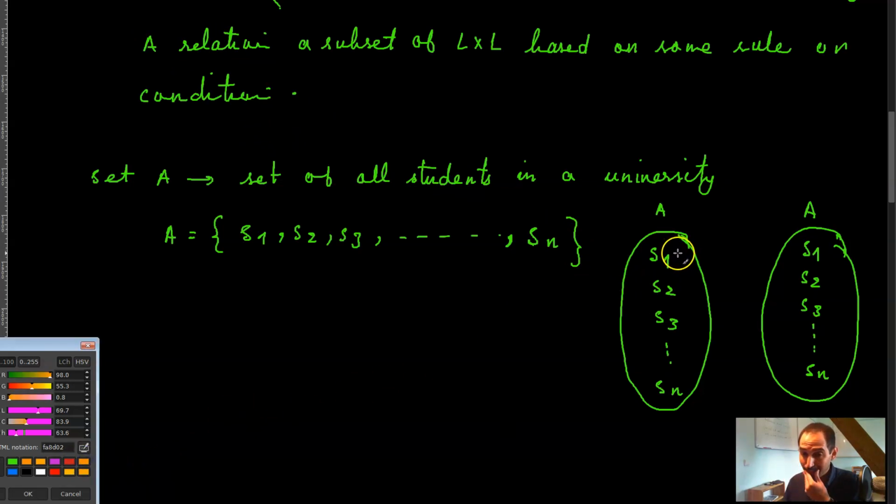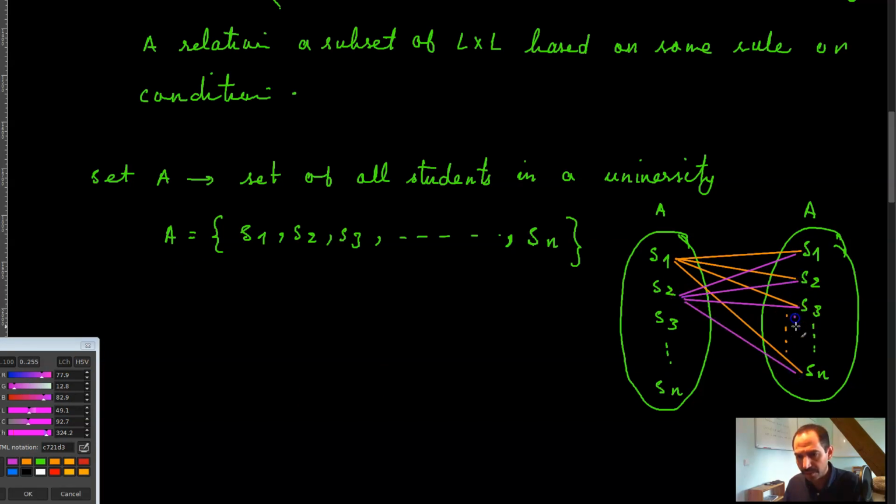when you take all the possible members of A with all the possible members of A, meaning that S1 with S1, S1 with S2, S1 with S3, all the way up to S of n. And then when you take S2 with S1, S2 with S2, S2 with S3, all the way up to S of n, and so on and so forth.